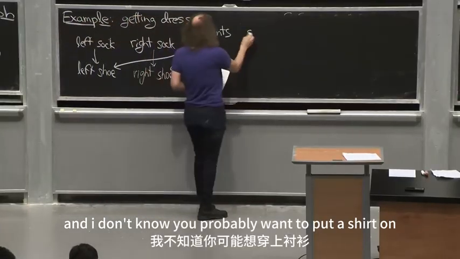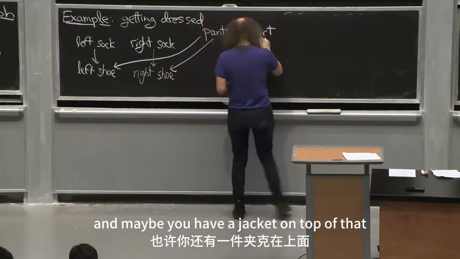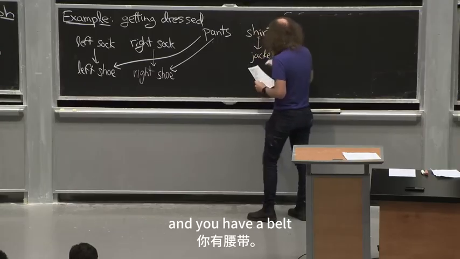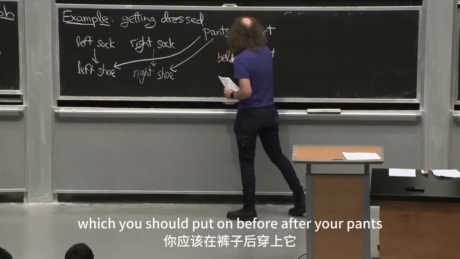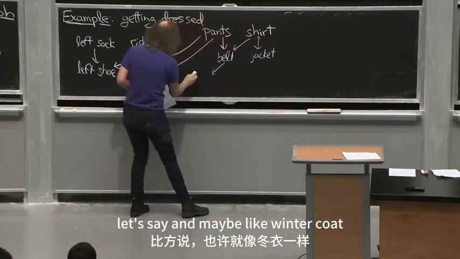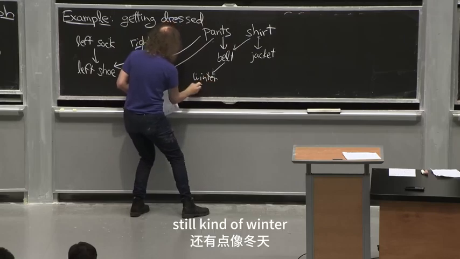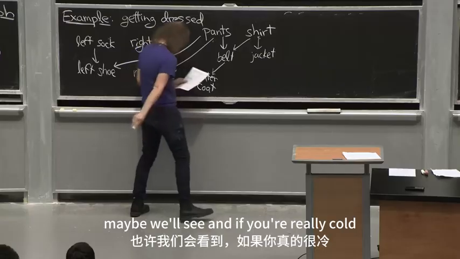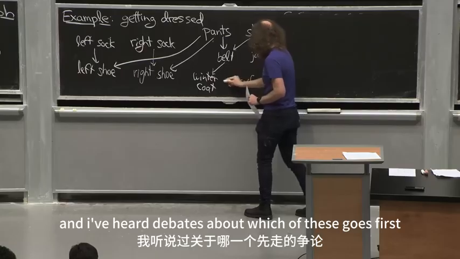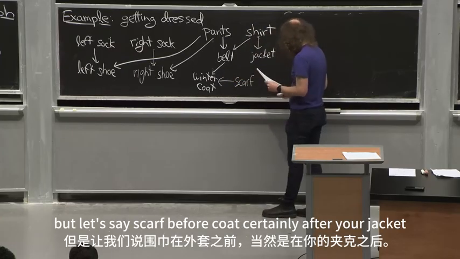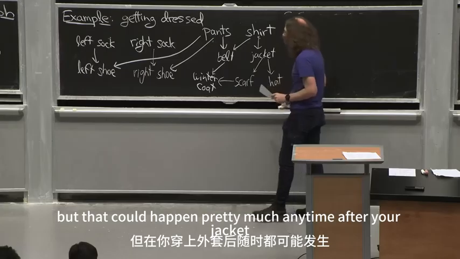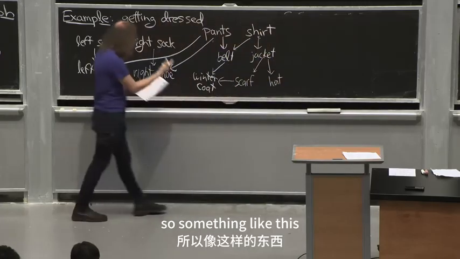And I don't know, you probably want to put a shirt on. And maybe you have a jacket on top of that. And you have a belt, which you should put on after your pants, let's say. And maybe like a winter coat. It's still kind of winter, maybe. We'll see. And if you're really cold, maybe you want a scarf. And I've heard debates about which of these goes first, but let's say scarf before coat. Certainly after your jacket, and maybe you want a hat on, but that could happen pretty much any time after your jacket. So something like this.